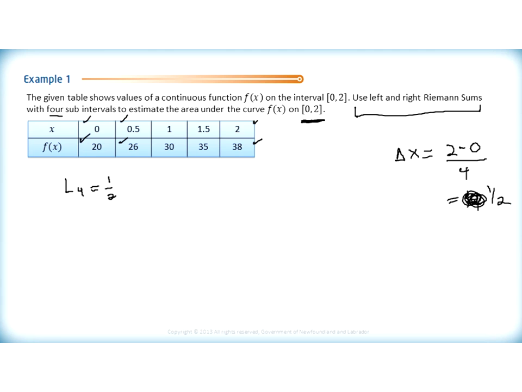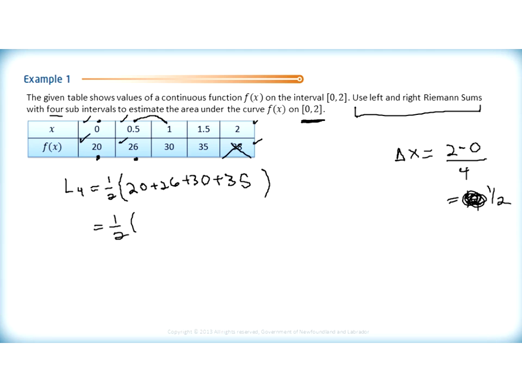And I know that when I boil all this down, I just take 1/2 and multiply by all the function values added together for the heights. If it's a left sum, then on the interval from 0 to 0.5, I use the value of the function at 0, and on the interval from 0.5 to 1, I use the value at 0.5. So I'm going to use the 20, the 26, the 30, and the 35. But I'm not going to use the 38 for my left sum because that's the height at the right endpoint of my last interval, and that's not part of the left sum.